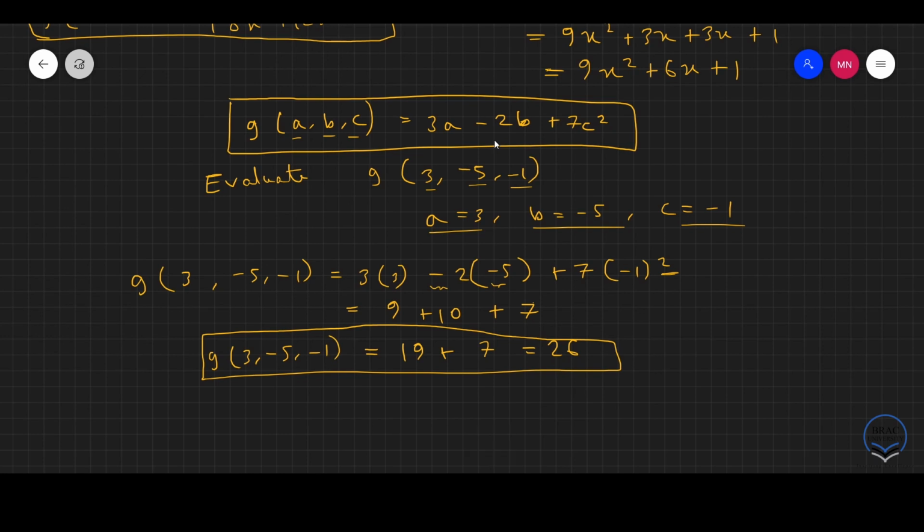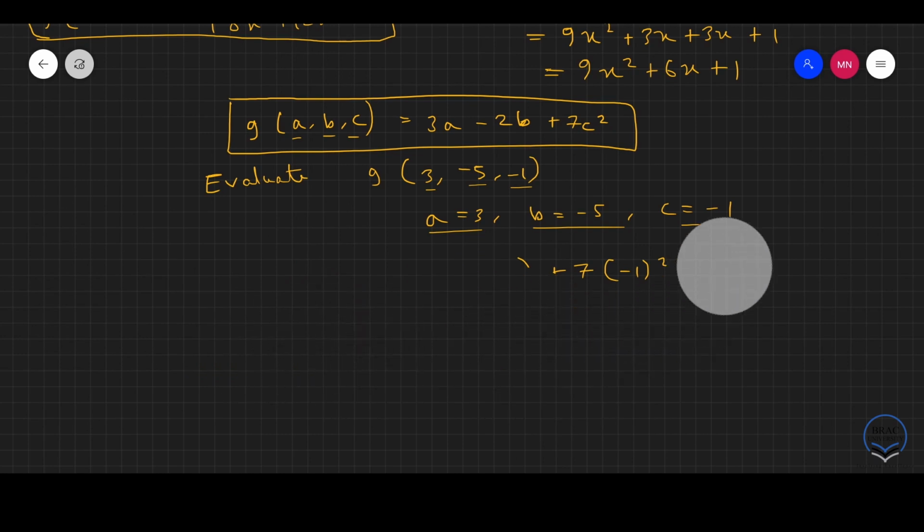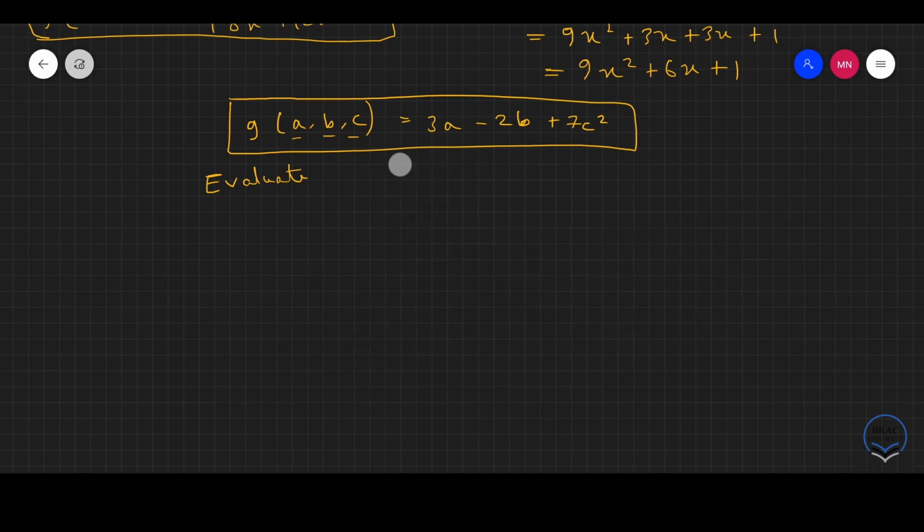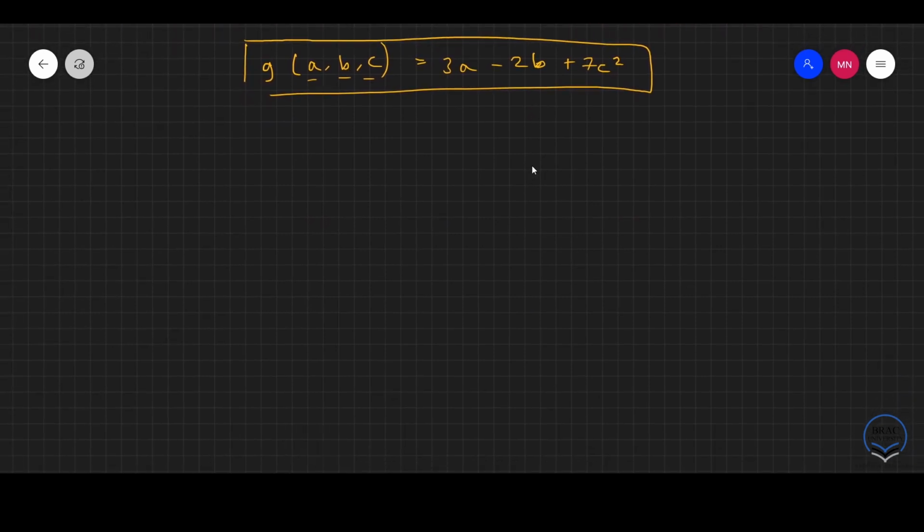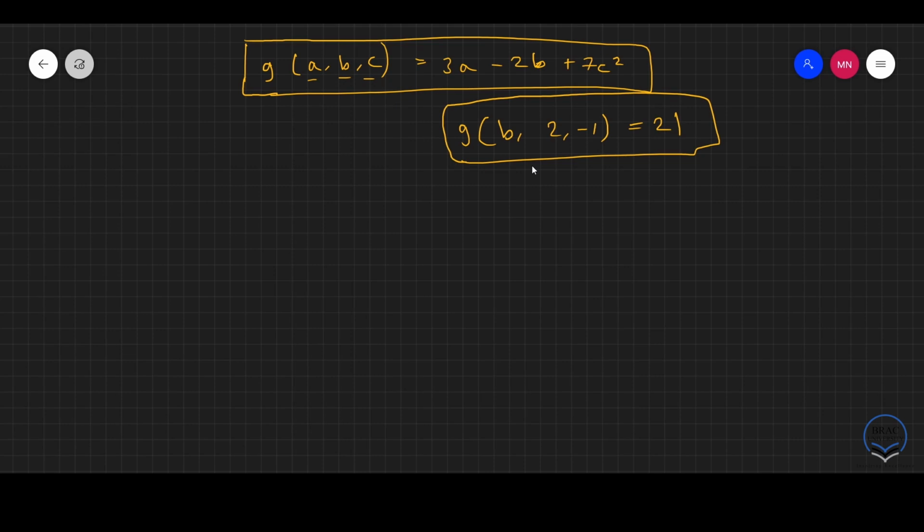Right, so now let's say we have defined g of b, comma 2, comma minus 1, and this is equal to 21. So in this case, our input is b, 2, minus 1, but b is unknown. Our output is given. Our output is 21. We just have to find the value of b. So how do we do this?